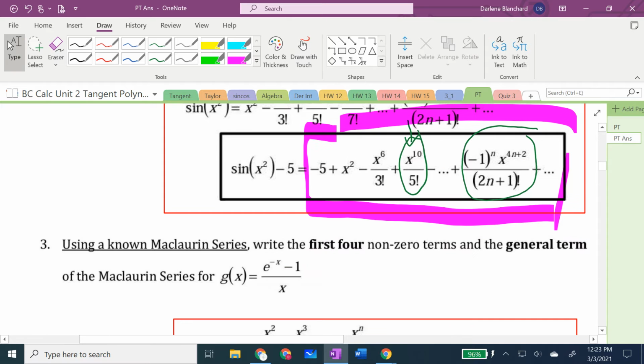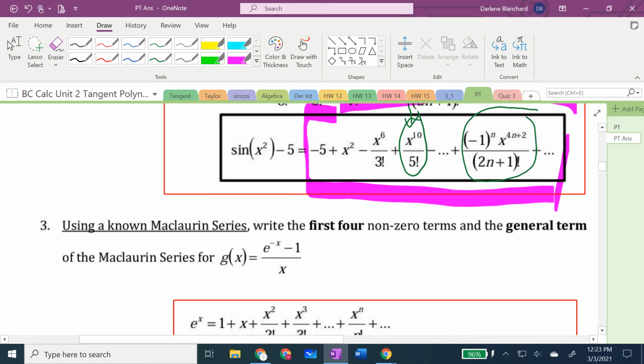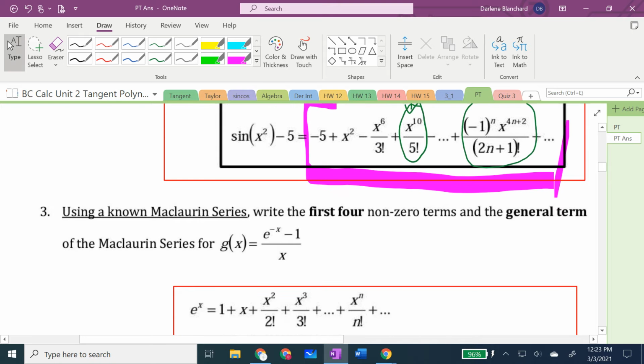Then moving on to number 3, you're starting with your known e to the x formula, first 4 non-zero terms and the general term. And then you want to think about order of operations. The first thing is you must substitute a negative x everywhere that you have an x. Someone asked me in the last class if they can just start with e to the negative x written down. That's fine, because it is a pretty quick movement from here.